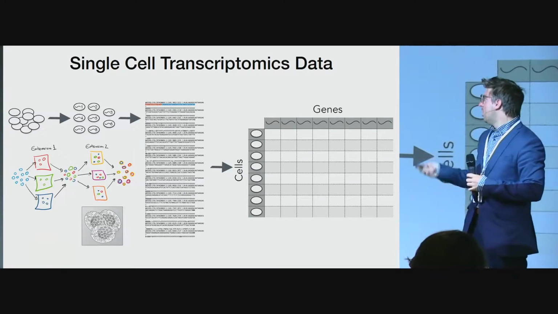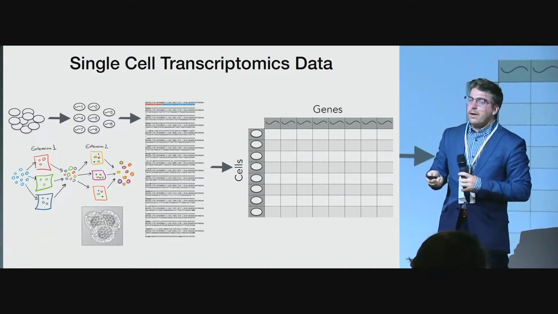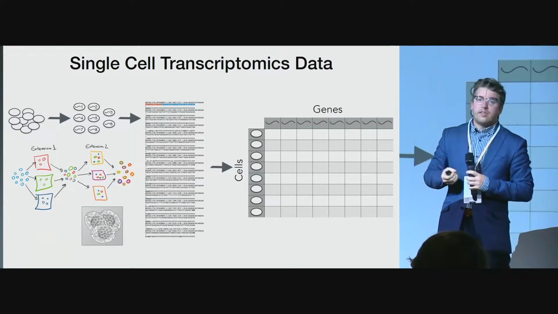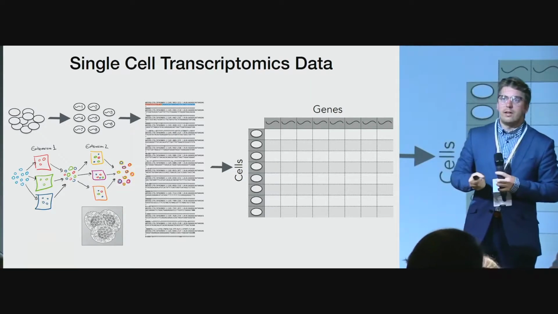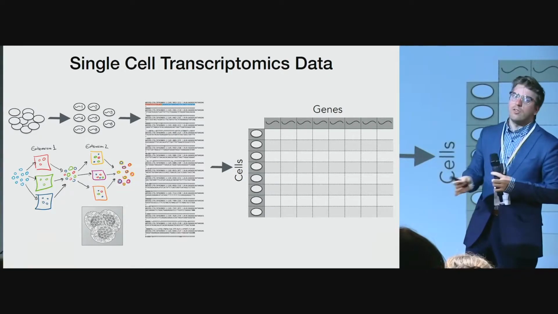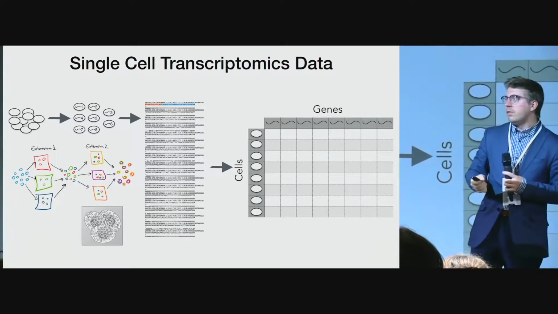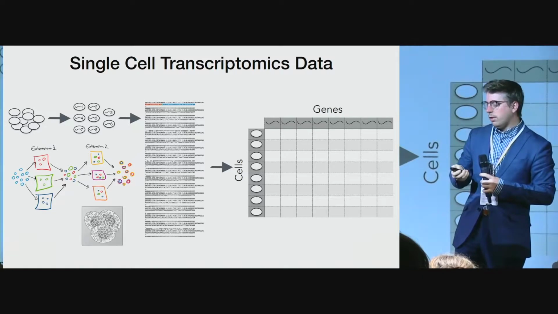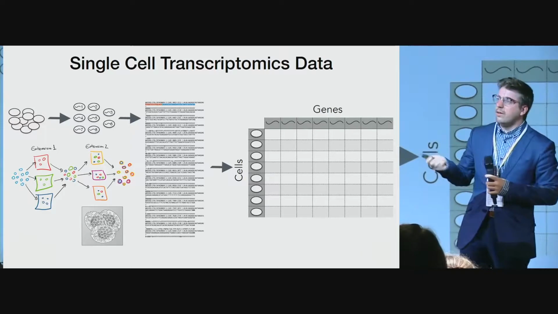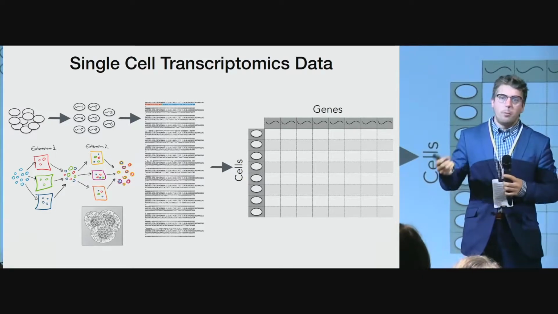And I think this is where we're heading, because it allows really arbitrary scaling. There are also issues, like you need a lot of input cells to do this, so it's not very good for rare cells. Then you might want to do the flow sorting thing into the individual wells. But this is a technology that will scale arbitrarily.